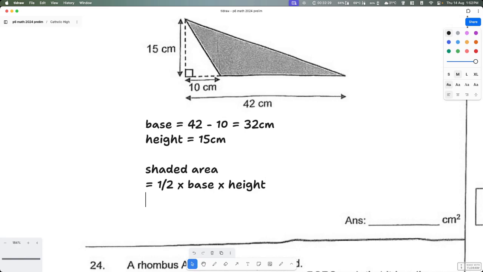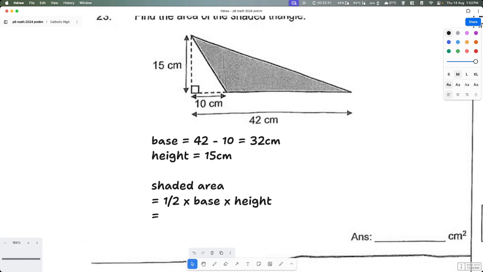And this will then become half times base times height. Half times the base is 32, and then the height is 15. So we can have half of 32, which is 16, times 15. Let me just do 16 times 15, right?